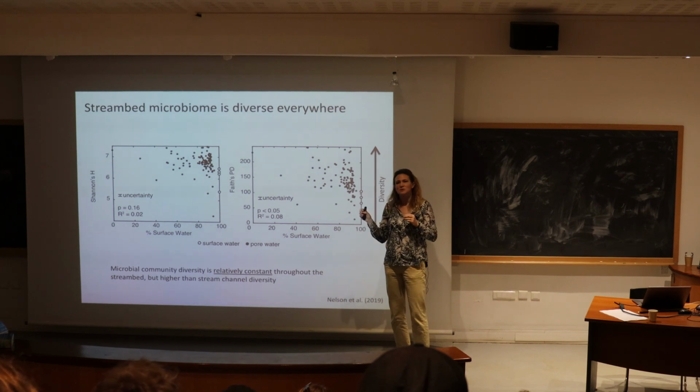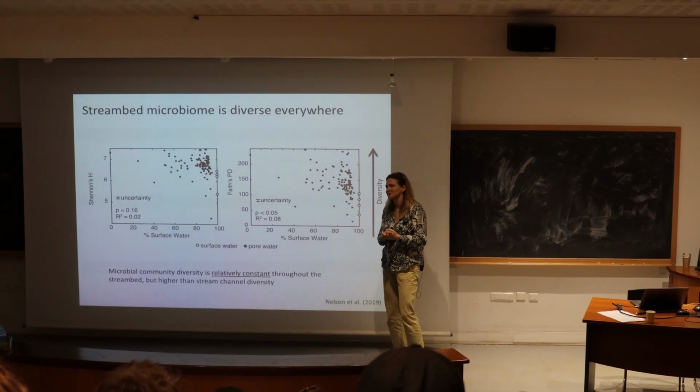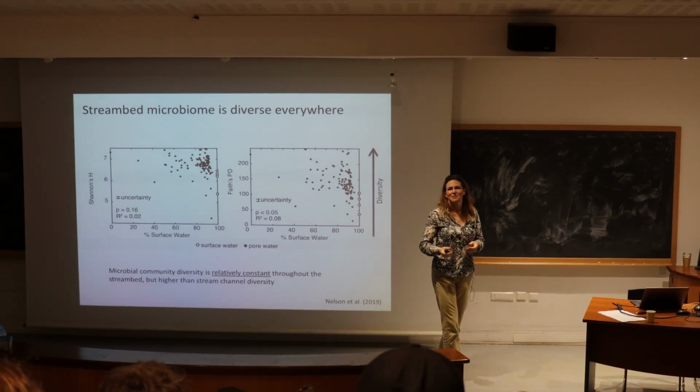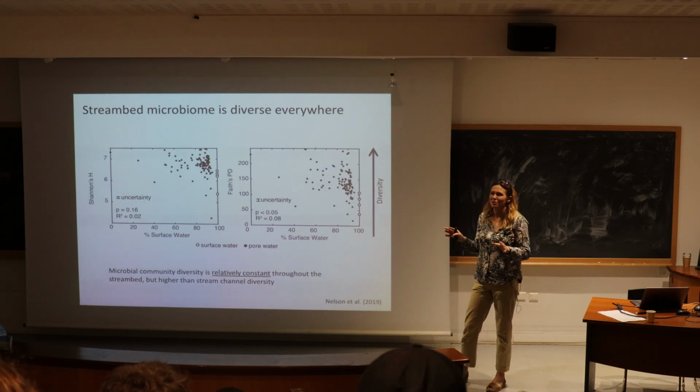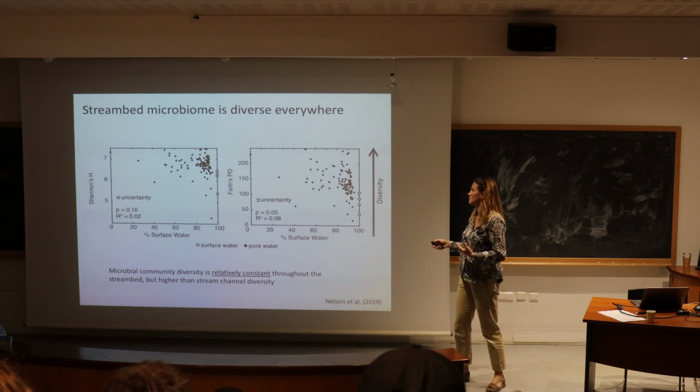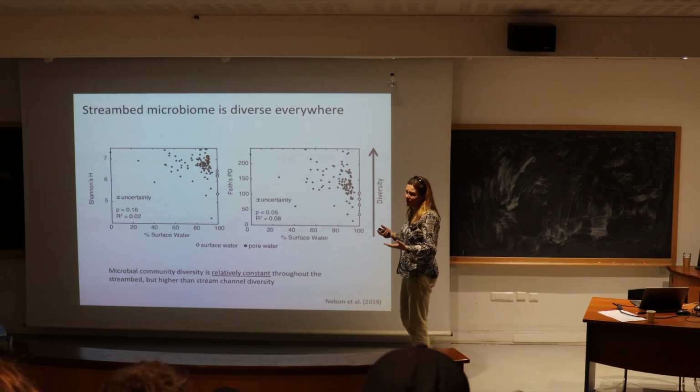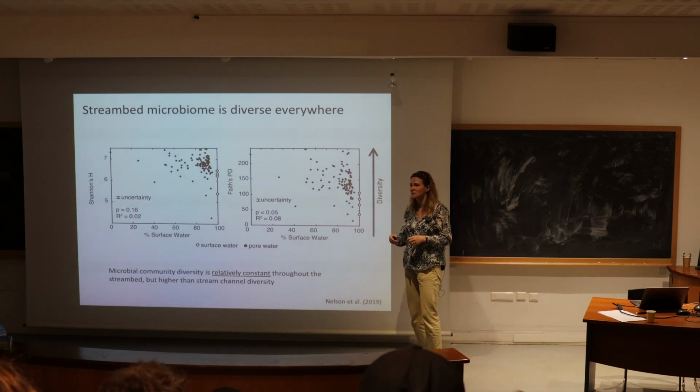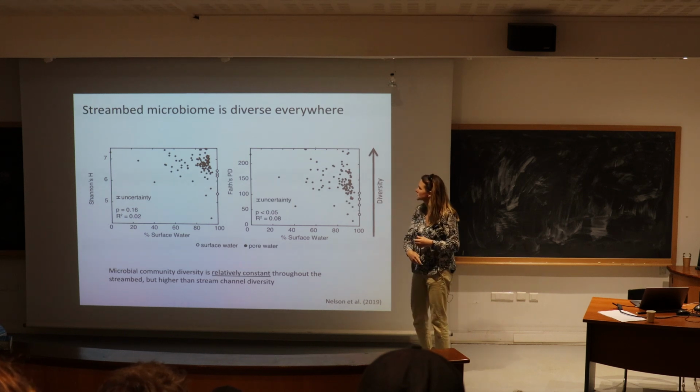Different samples are actually diverse in different ways. I won't show you that data today, but they're not all the same. Some parts of the stream that have more of a groundwater influence have a different assemblage, but in the end, still similarly diverse to parts of the stream bed that have more of a surface water influence.